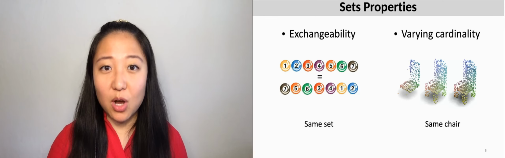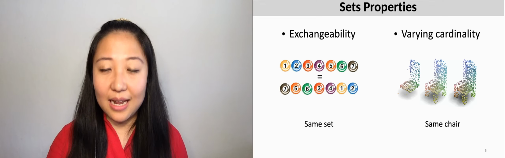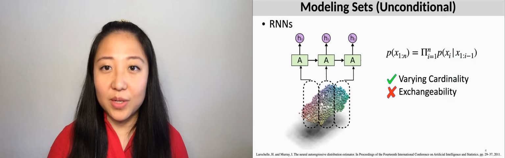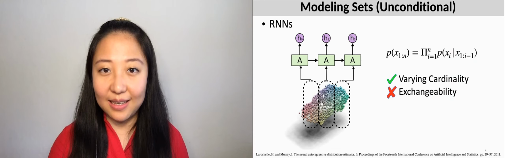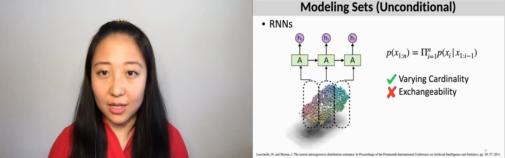Sets have two important properties: exchangeability and varying cardinality, meaning that elements in a set can exist in any order, and the number of elements in a set could vary. One straightforward strategy for modeling sets with varying cardinality might be to use recurrent neural networks that encode instance probabilities autoregressively. The chain rule of probability permits the calculation of the joint distribution over any member of the set. However, which members of the set are encoded first matters in an RNN, so the members are not exchangeable under this modeling approach.